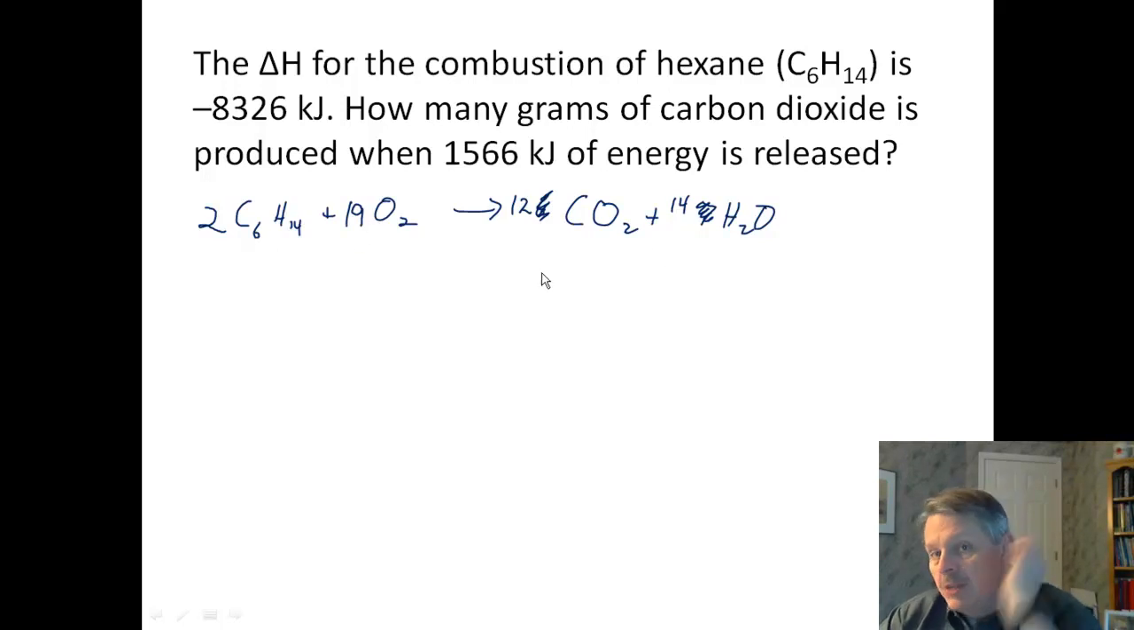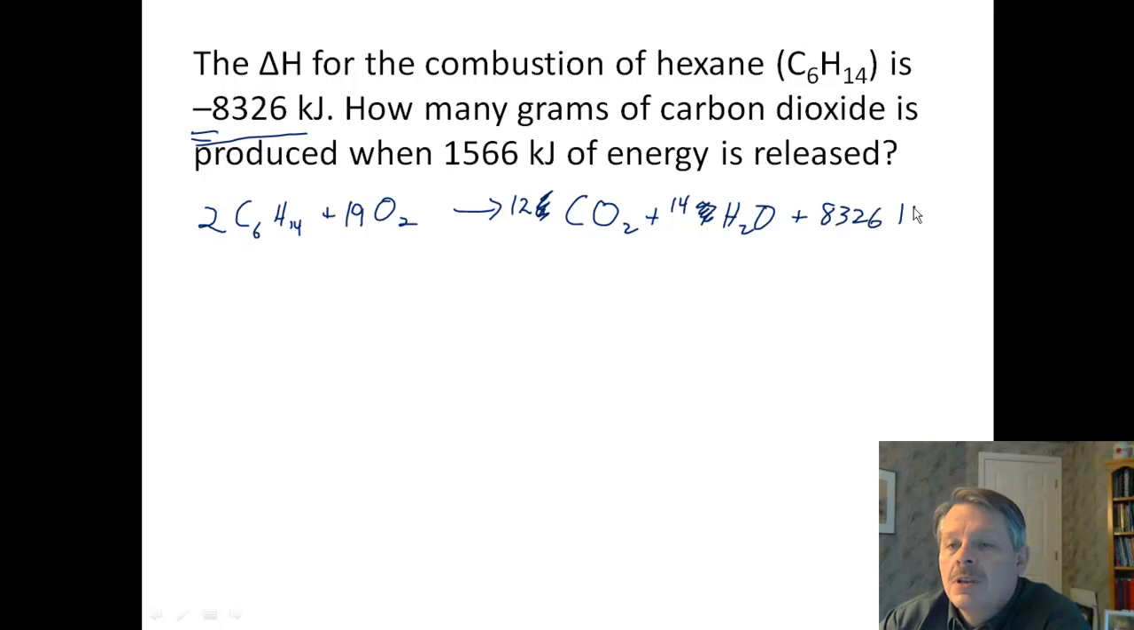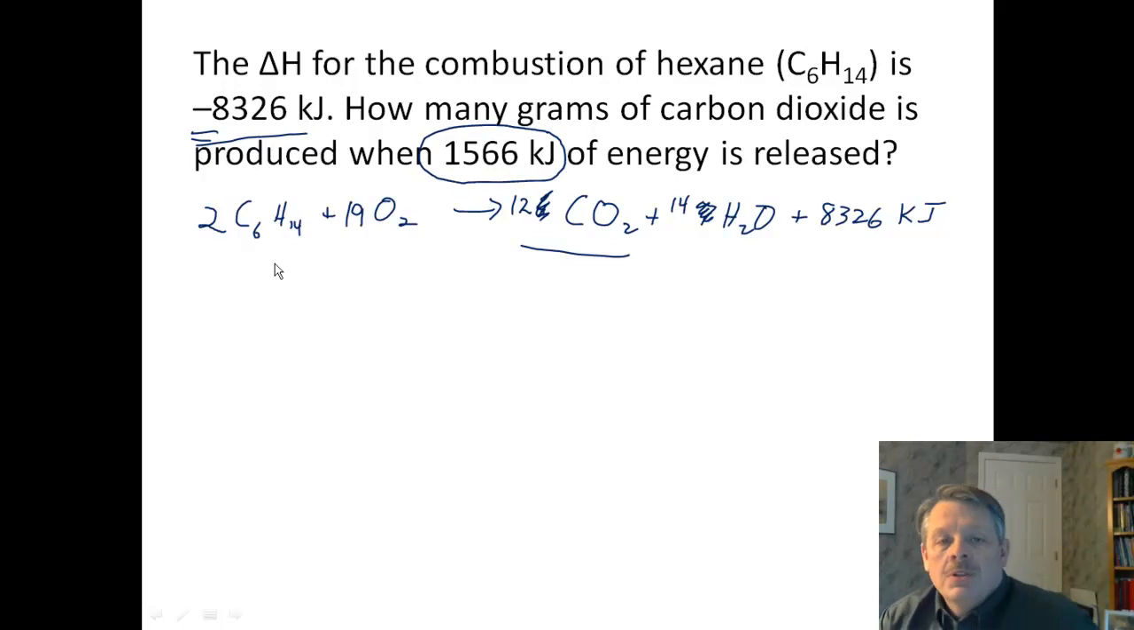And how much energy? Oh, well, this is exothermic. You'll notice it's a negative kilojoules, so we're producing energy, so we're going to put the energy over here, 8326 kilojoules of energy in this reaction. Okay, so let's see what we have. How many grams of carbon dioxide are produced when we have this many kilojoules of energy released? Notice that we actually have 2 moles of hexane. That's cool. Doesn't matter. We have a balanced chemical reaction and we've been given what we need to know.